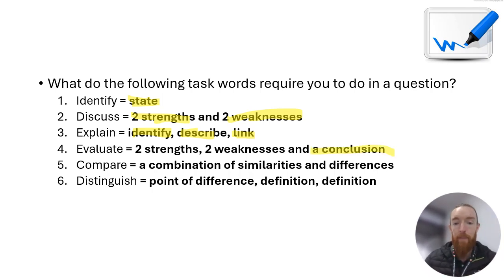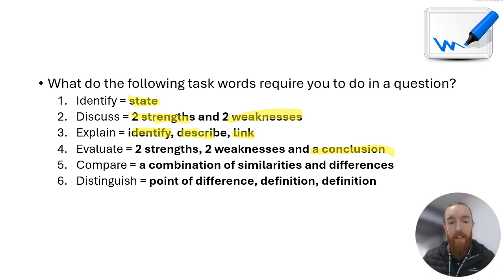Compare is a combination of similarities and differences. Most often you need at least 1 and 1 of each, and then a combination of at least 2 more. So you need 4 things in total. And then of those 4 things, needs to be at least 1 similarity and 1 difference. Potentially, you could do 1 and 3, 2 and 2, 3 and 1. That's up to you. Depends on how many similarities and differences there are.